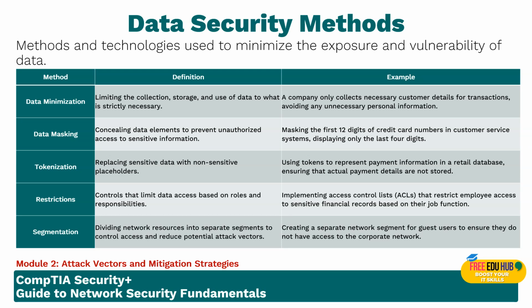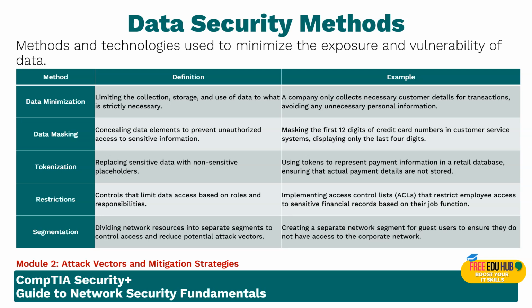Now, restrictions is the control of data access based on roles and responsibilities, implementing access control lists. For example, restricting an employee's access to sensitive financial records based on their job functions. Remember, in module number 1 we talked about the CIA triad: confidentiality, integrity, and availability. With that, we talked about AAA, which is authentication, authorization, and accounting. As you can see, restriction falls in the category of authorization, where we have to authorize users who can access certain things based on their roles and responsibilities.